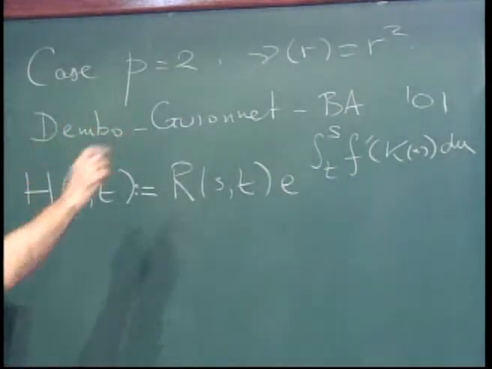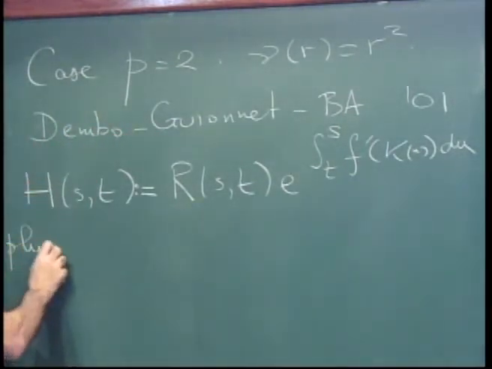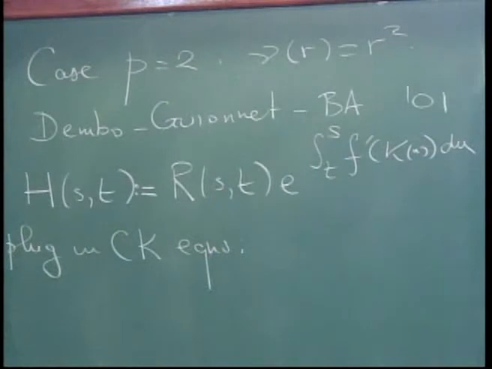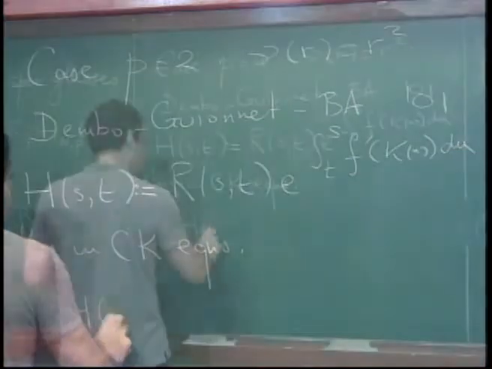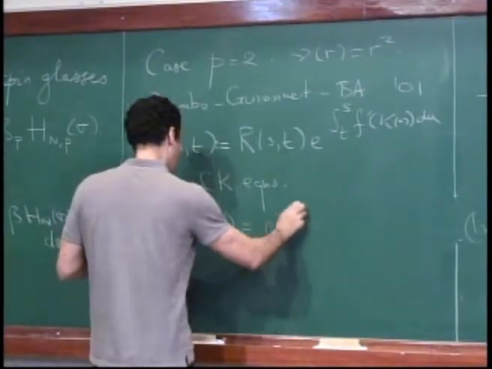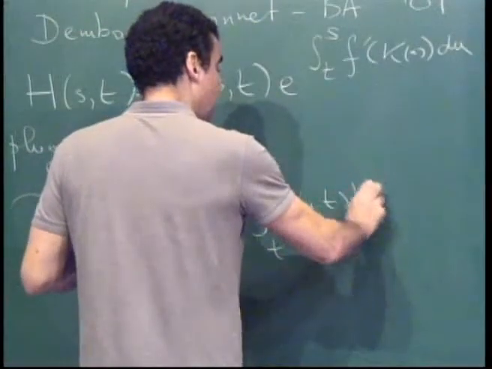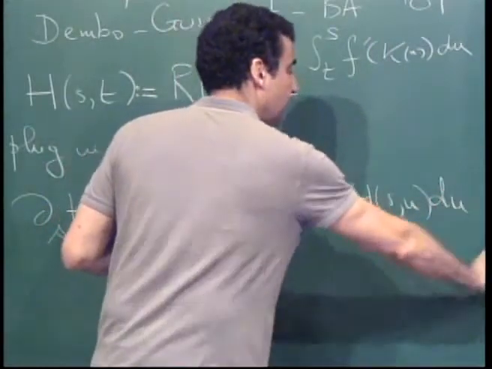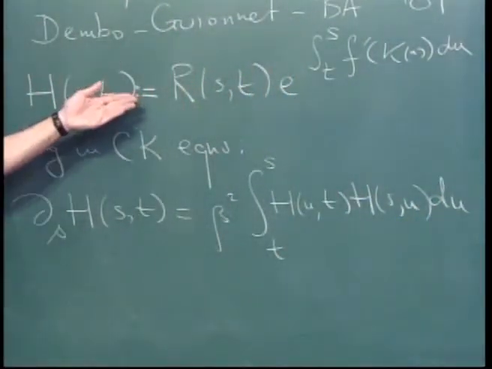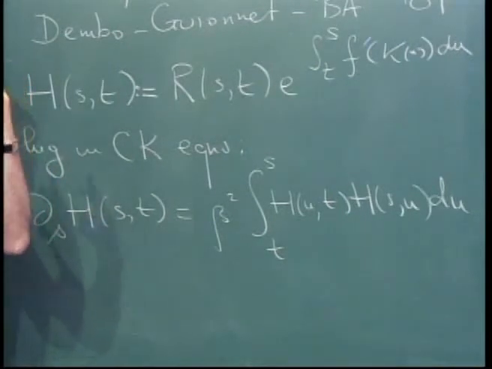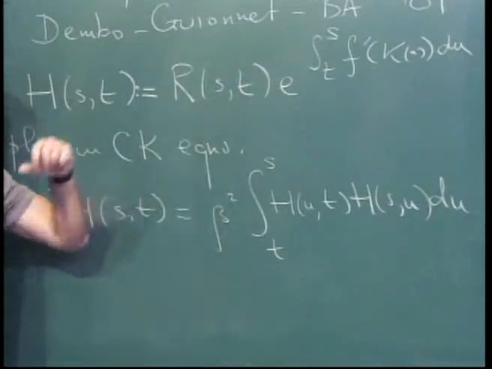Then you plug that in the equation over there. So plug in the Cugliandolo-Kurchan equations. And after some integration by parts that I don't want to do, you find the following equation for h. You find ds of hst is in fact beta square integral from t to s of hut hsu du. So trust me, this is just calculus. You take this, you plug that over there, you find this. What's good about this? This is now one equation. You don't have two. H satisfies an autonomous equation.